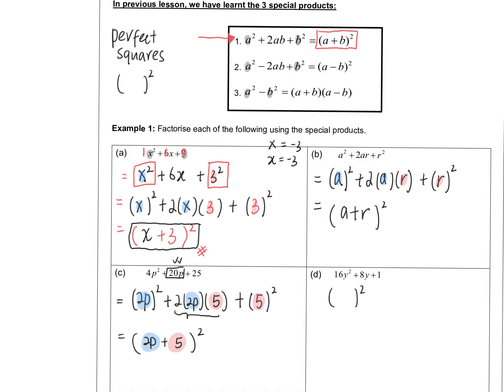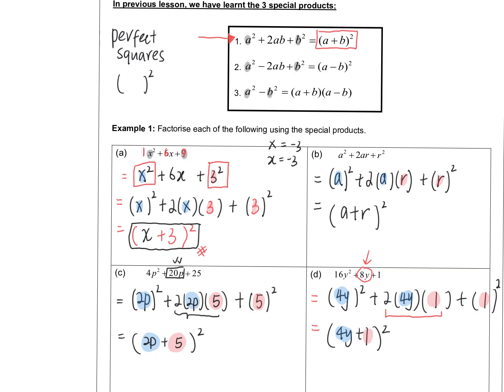What is the square here? So this is 4y squared. So this one and this one must be the same. This is 1 squared. So we just double check. Is this 8y? It is, right? So you know you are correct. So this is your A. This is your B. So if you factorize it correctly, your answer should be (4y plus 1) squared. Just follow the same step.